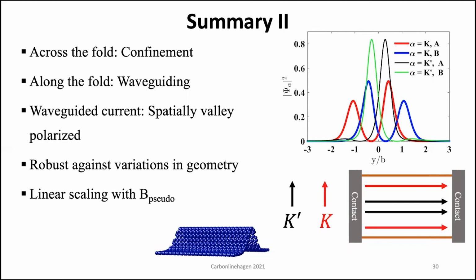And by looking at different variations in the geometry, we see that these results are relatively robust. One signature of the presence of these states in measurements of local density of states is its scaling with the maximum value of the magnetic field produced by the strain.